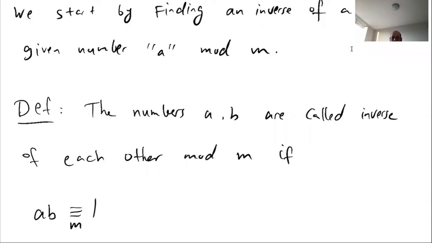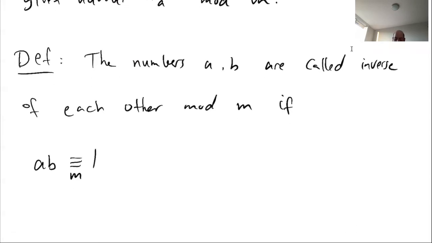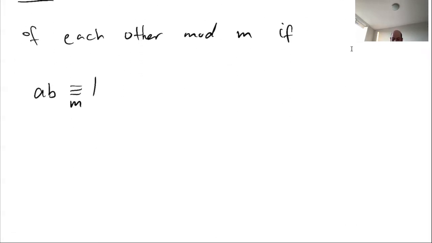This is a similar definition to the one you know from middle school for the inverse of a number. Previously, you would say AB equals 1, and in that situation, you would say A and B are inverses of each other. But here, instead of equality, we have congruence mod M. So A and B are called inverses of each other if AB is congruent to 1 mod M. Now, let's see which numbers have an inverse mod M.